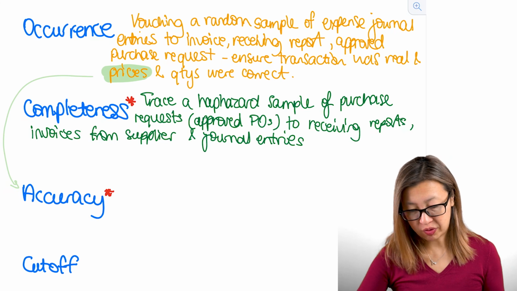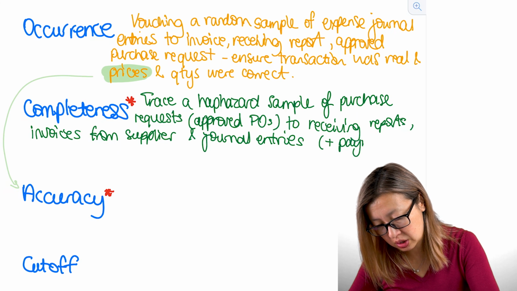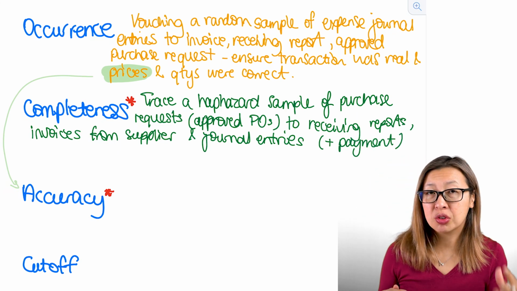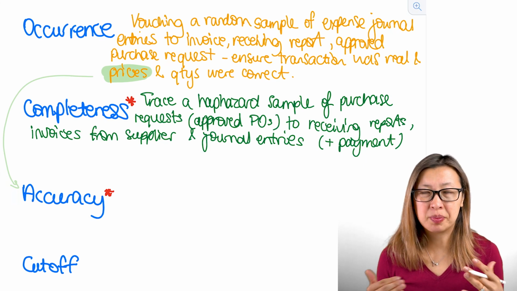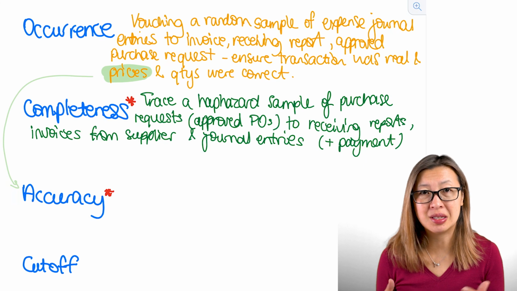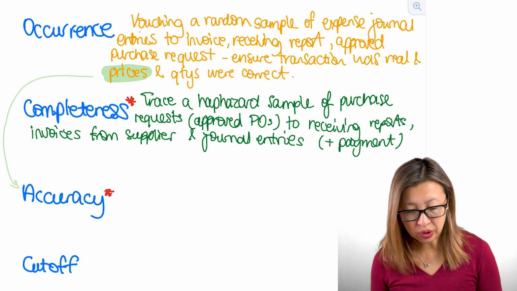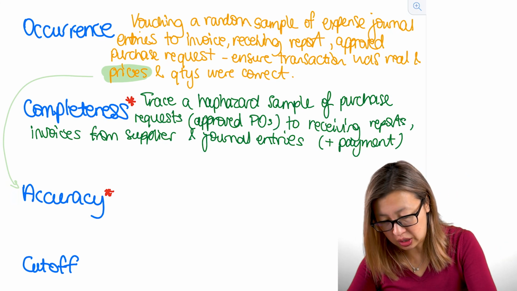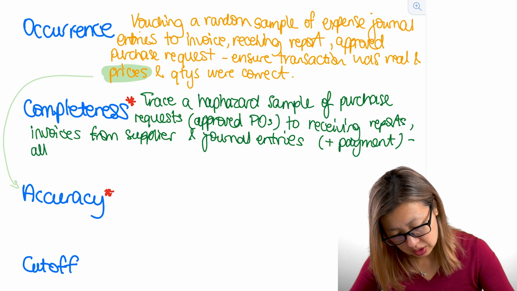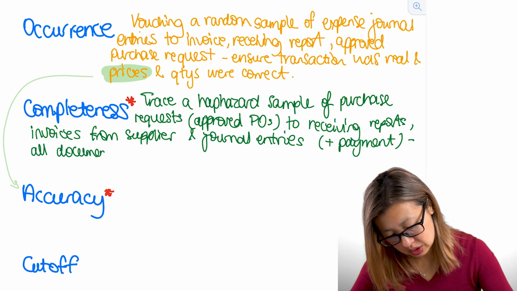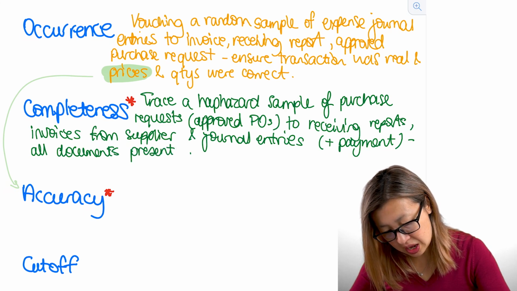You could also go one step further there and potentially also look at the payment process. All right, so was there a three-way match? Was there a payment to that particular supplier? And you could do that as sort of a combined purchases or expenses and accounts payable testing. So we want to make sure that that process is followed through the entire way so that all documents are present and accounted for.